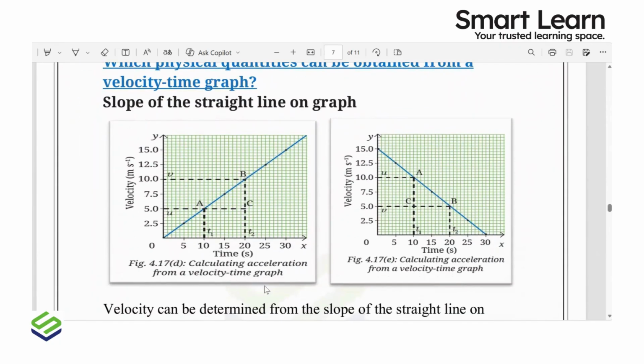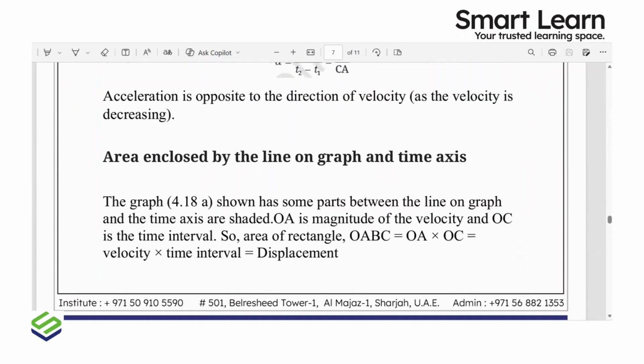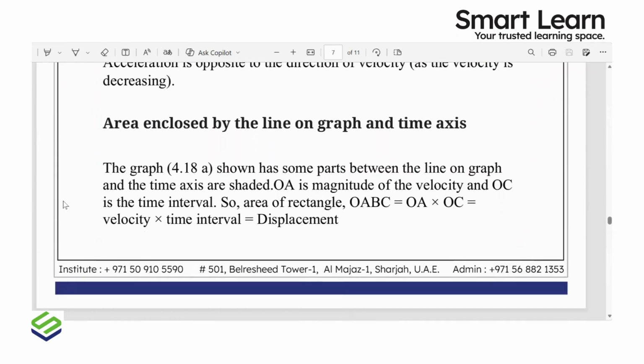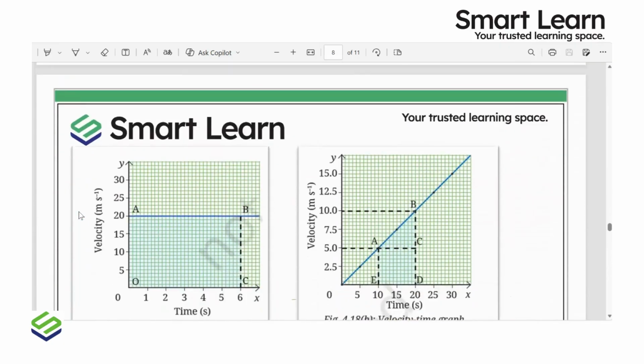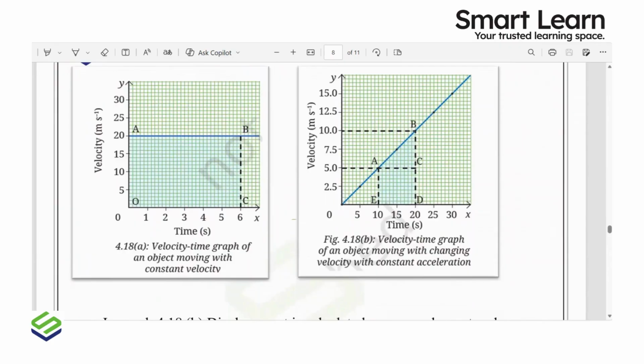So these are the things we get from a velocity time graph. Calculating the acceleration is the same way as we did the calculation of velocity. Other than this, what we get from a velocity time graph is we can find the area inside the graph. Suppose you are calculating the area for a constant velocity, what is the area? Area is equal to length into breadth. Length is time and breadth is velocity. So velocity into time gives the distance traveled, or it will give us the displacement.